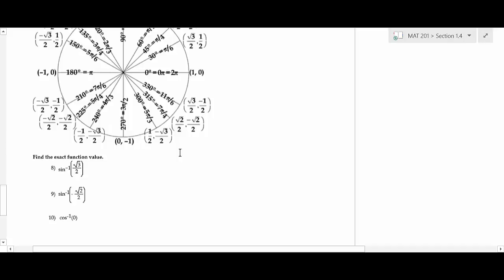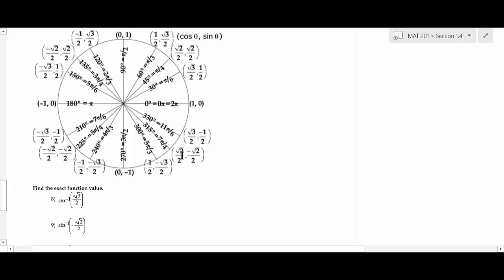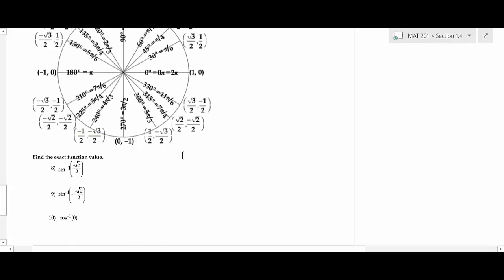And then the last thing that I wanted to have you do real quick is just do 8, 9, and 10 yourself. Take a couple minutes to do that. You can refer to my unit circle. And remember, when you have an inverse sine, you can only give me answers from negative pi over 2 to pi over 2. And when you have an inverse cosine, your answer is 0 to pi. So make sure that the answer you give me is within that range. And you're just looking backwards on a unit circle.